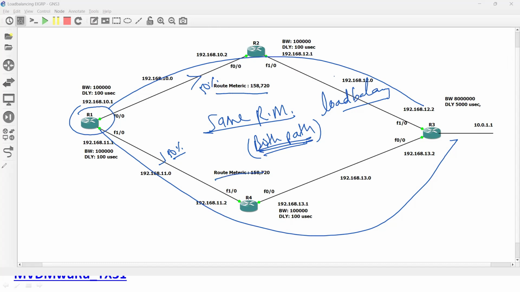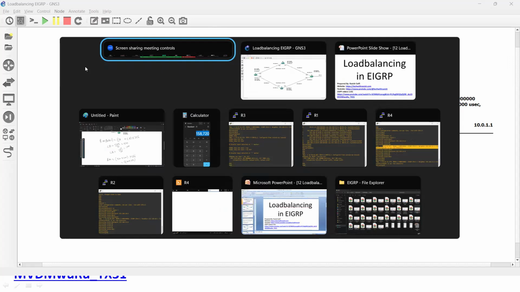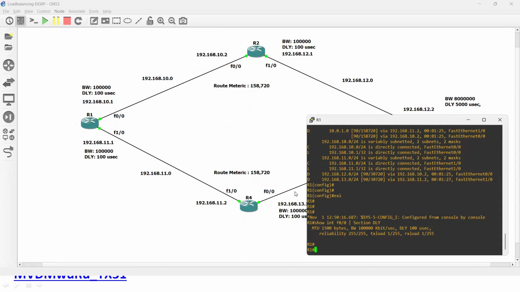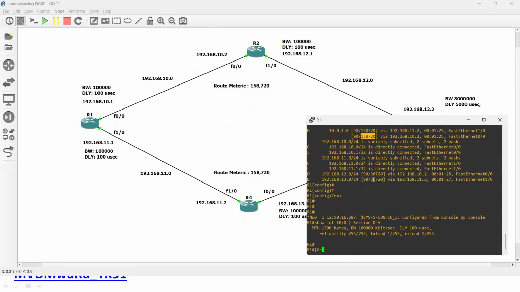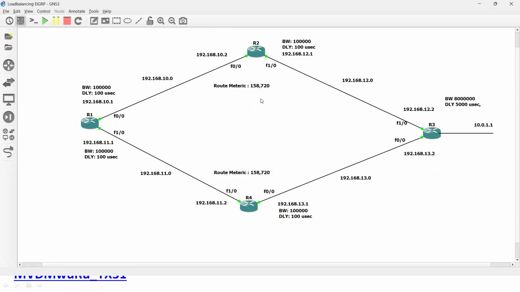So let me also show you in the routing table what the values are over here. Let's go to router number one, and in the routing table you can see that 158720 is the route metric for both paths. So that is why both paths will be selected as the best path. So dear, this is what we call load balancing in EIGRP.